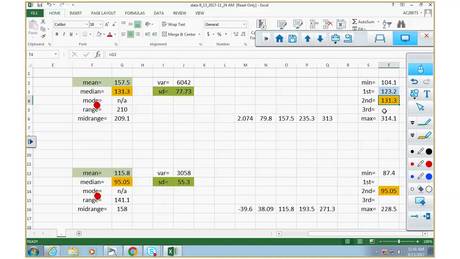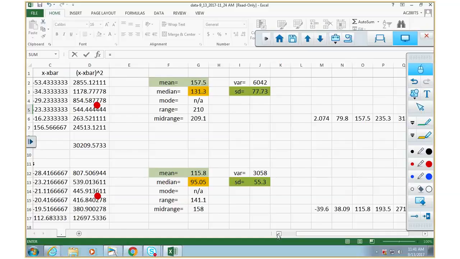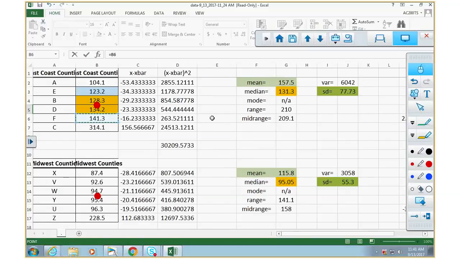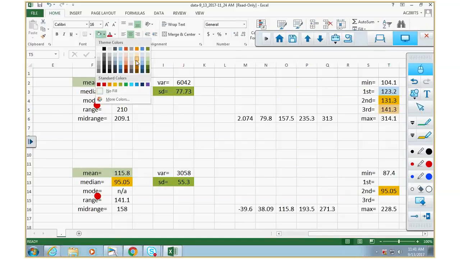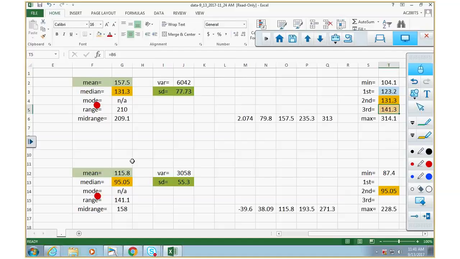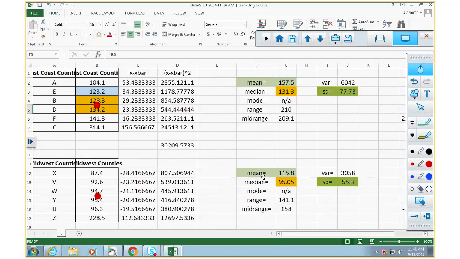All right, third one. Third quartile is equal to that number. Okay, now I want everybody to draw your number line. Draw your number line using your min, max, and mid-range. We're going to draw a box plot.